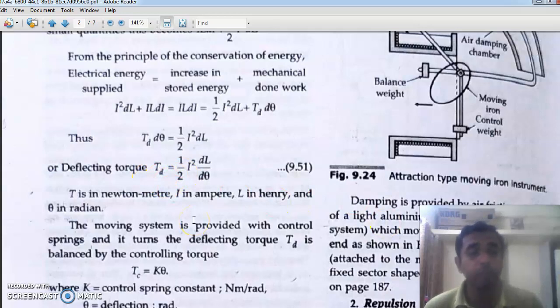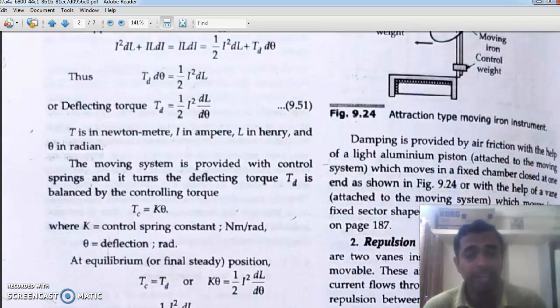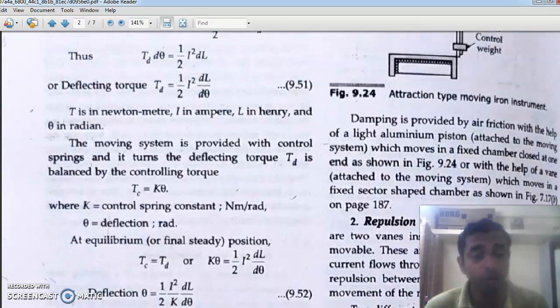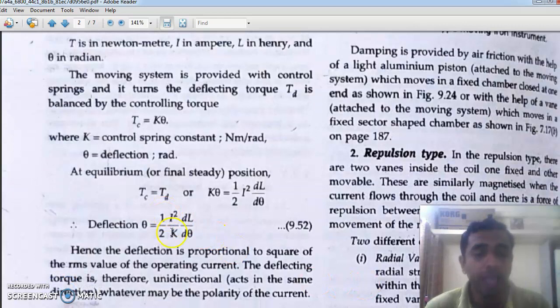Here also we prefer a spring control system for providing the controlling torque, and we know that spring controlling torque Tc is equal to k theta, where k is the spring constant. Now at the steady state deflection point, or the equilibrium or final steady state position, deflecting torque should be equal to controlling torque. That means k theta should be equal to half I square dl by d theta. From here, deflection theta equals half I square by k dl by d theta.